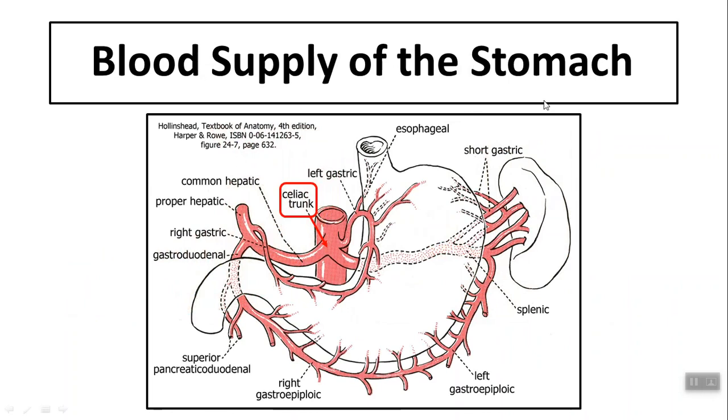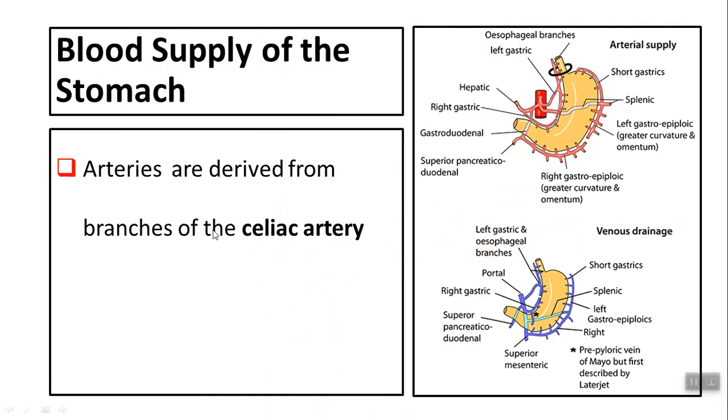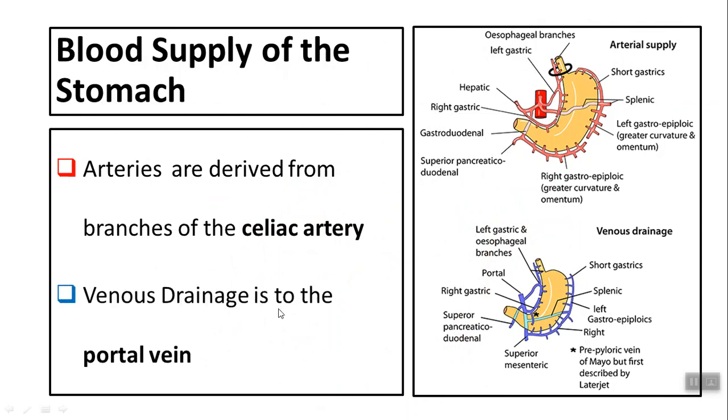The blood supply of the stomach: we can appreciate from this figure that the stomach has a rich blood supply. Its blood supply is mainly derived from the celiac trunk. This is the artery of the foregut. So the arteries of the stomach are derived from the branches of the celiac artery, and the venous drainage is to the portal vein, that will pass to the liver.